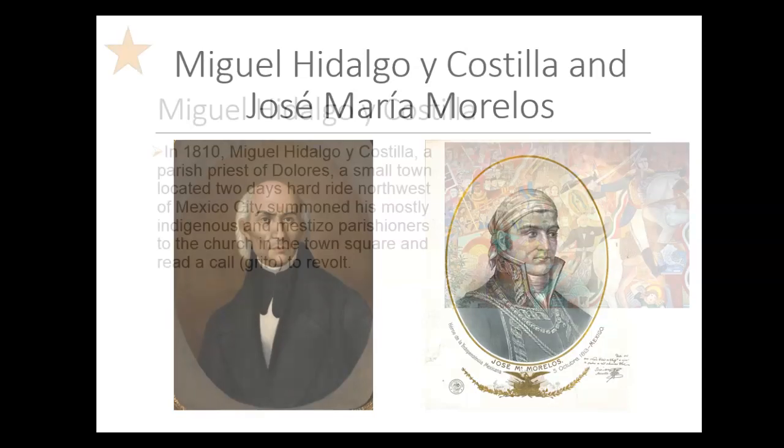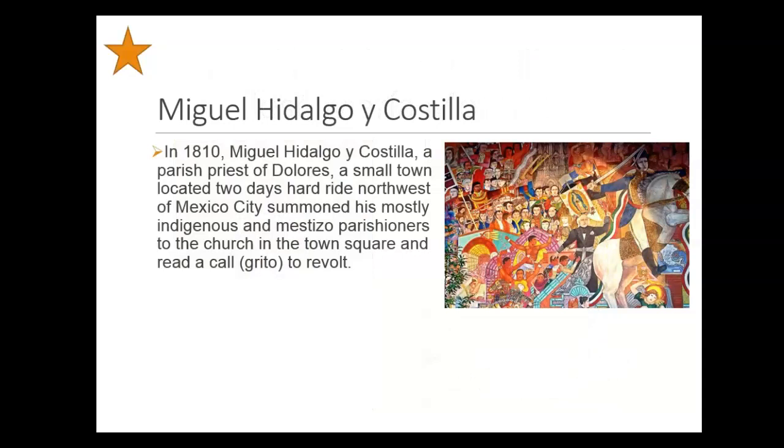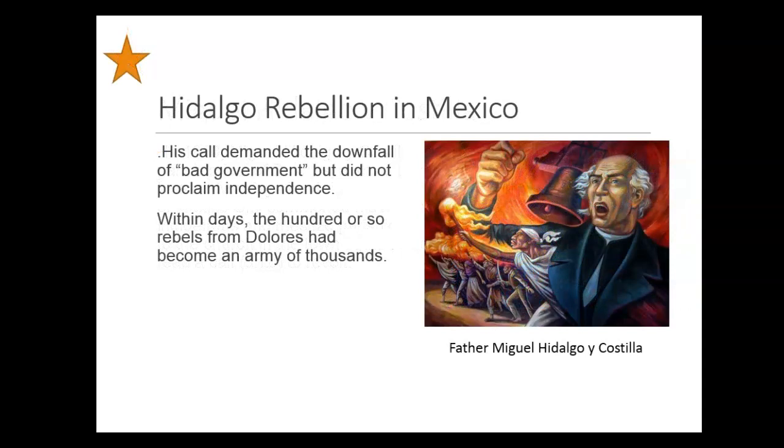In 1810, Miguel Hidalgo y Costilla, a parish priest of Dolores, a small town northwest of Mexico City, summoned his mostly indigenous and mestizo parishioners to the church in the town square and read a call, a grito, to revolt. The Grito de Dolores, or Cry of Dolores, has been proclaimed. Mexico was on the road to revolution.